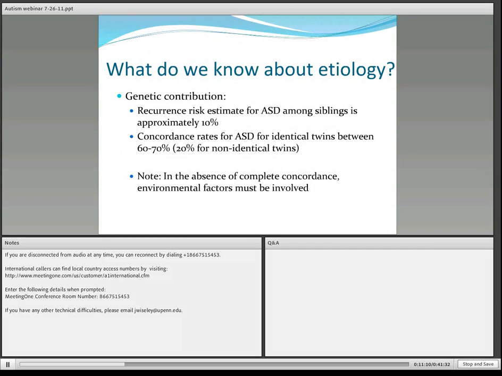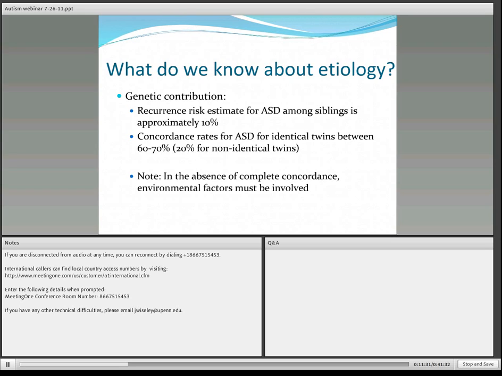But the concordance rates in identical twins, he presents some new information. We used to quote the figure of about 80 to 90% concordance for identical twins. So in other words, if you have a set of identical twins and one has autism, 80 to 90% of the time, the other twin would have autism. It wasn't 100%, but it was very, very high. His estimates, which I think are quite reliable, take that down a little bit and say, no, it's more like 60 to 70% of the time. If one twin has it, the other has it.